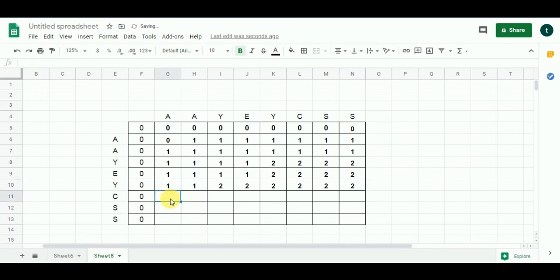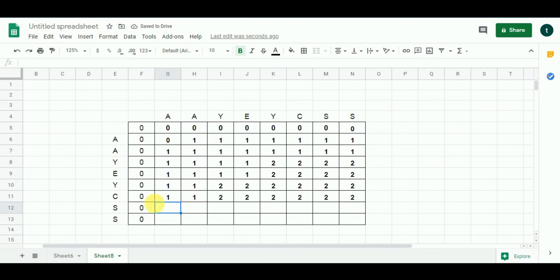Let's come here. Let's quickly fill this row. It is going to be 1, 1, then 2, 2, 2. Over here, C matches with C, but their indexes are also same. So it's going to be 2. 2 over here and 2 over here.